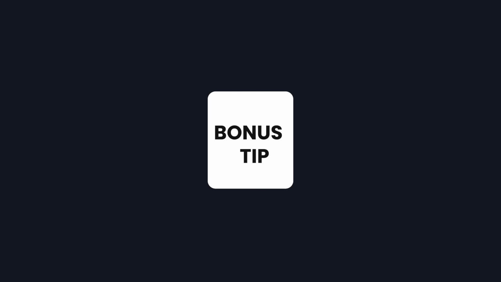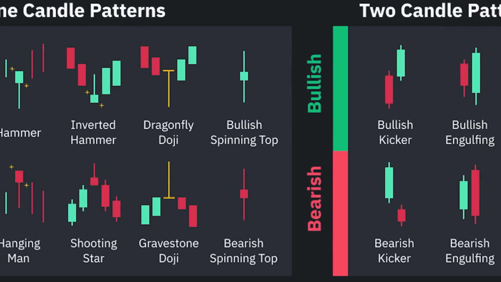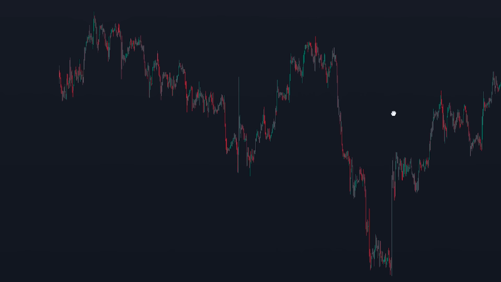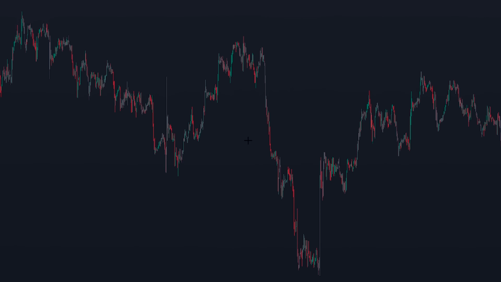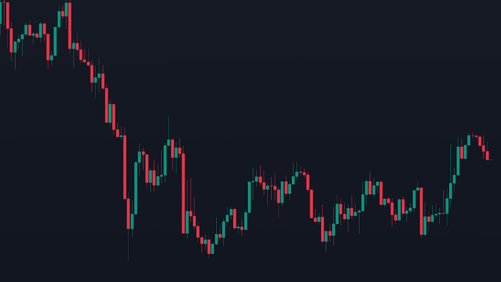Now, here's that bonus tip I promised for everyone who made it to the end of this video. This is my way of saying thanks for watching all the way through. Even though I recommend trying to memorize these patterns so you can spot them instantly, I completely understand that it can be challenging to remember what they look like, especially when you're starting out. Well, here's something that will make your life so much easier.